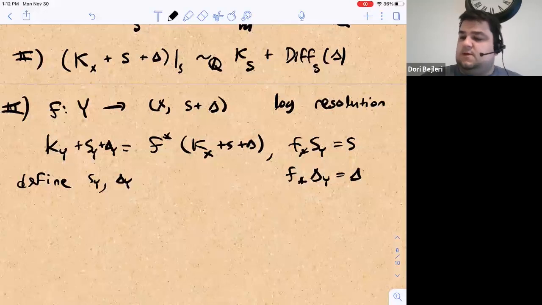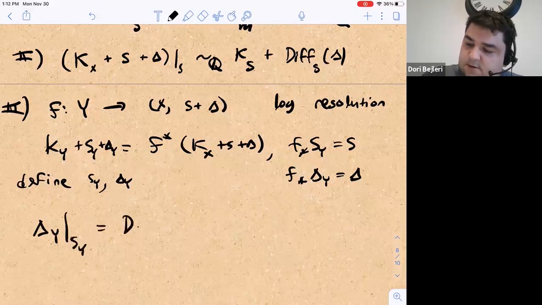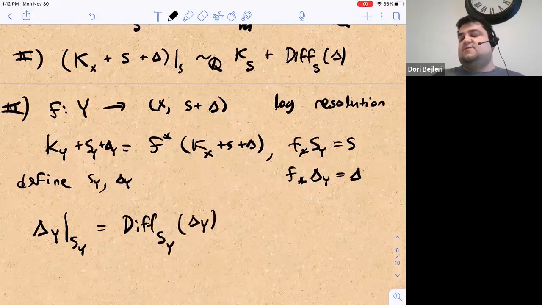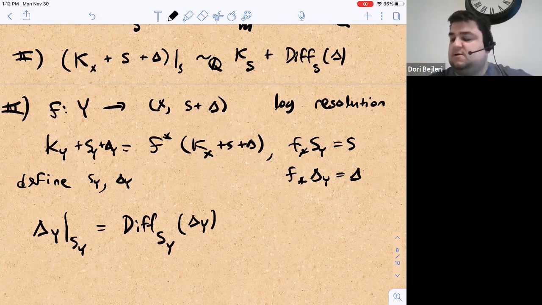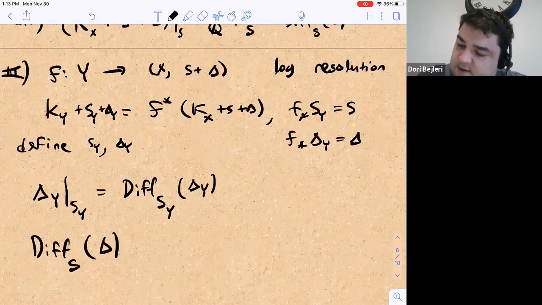And now we can compute the different as follows. We can write down adjunction on Y because Y is smooth, and we've log resolved everything. Then on Y we just have that Δ_Y restricted to S_Y is the different. And now the point is that to compute the different downstairs, we just push this forward. So you take a resolution, you pick the right boundary structure so that there are no discrepancies for this boundary structure, essentially. And then you compute the different there, where it's just usual adjunction, and then you push forward. So that's the claim. So then the different on S of Δ is the push forward of the different upstairs.